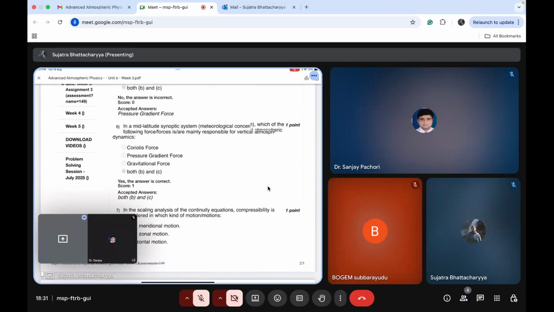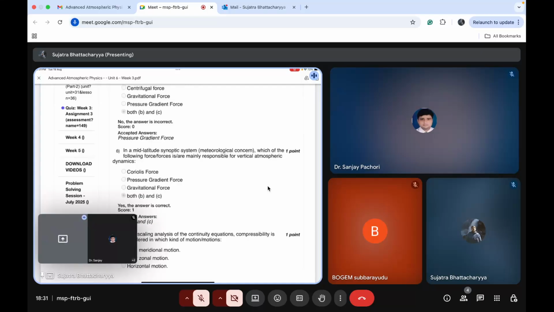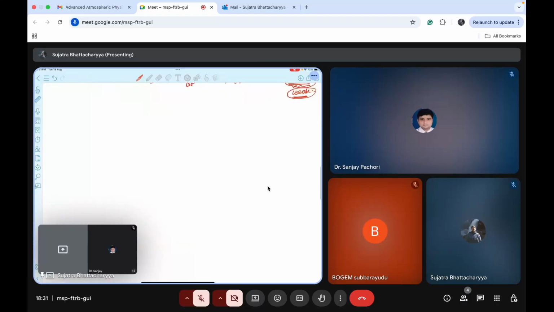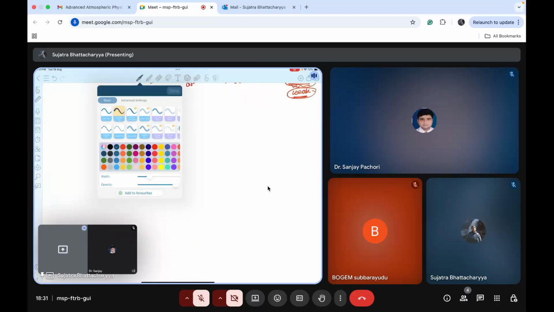Okay, so let's look at other things now. Scale analysis, particularly, we will apply and try to see a couple of things. Okay, just give me a second.